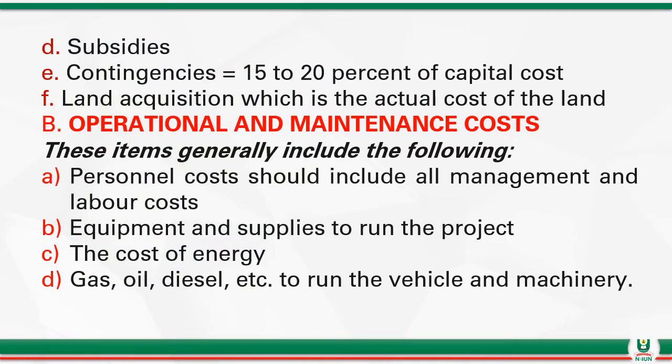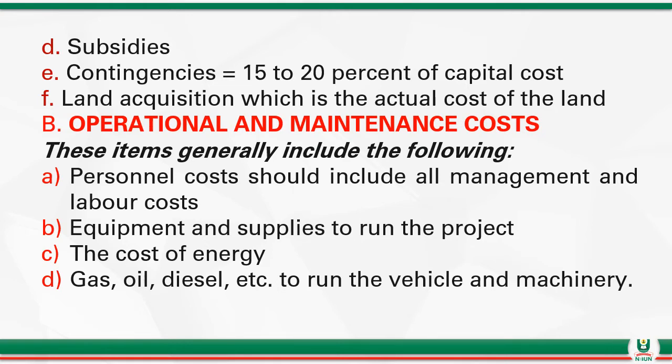Then the fourth one is subsidies. We all know about subsidies. And then a discount of a percentage, maybe the government pays a percentage, like I made mention of using fertilizer as an example. Then another cost is contingencies. This contingency is equal to 15 to 20% of the capital cost. Land acquisition too is a cost, which is the actual cost of the land. Then B is operational and maintenance cost. Those are the different types of costs we should know in the course of farm management and agricultural production.